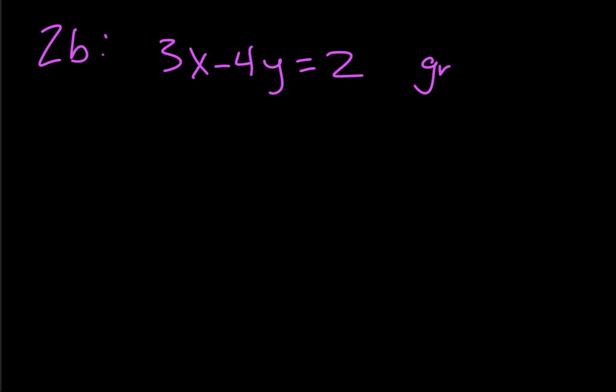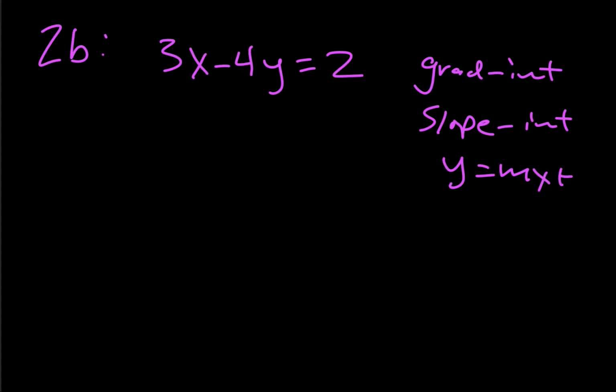Okay? There's a part b to this. So 2b gives us 3x minus 4y equals 2, and they want gradient intercept form. So I'll just say grad int form, which remember that is slope intercept form, or y equals mx plus b.